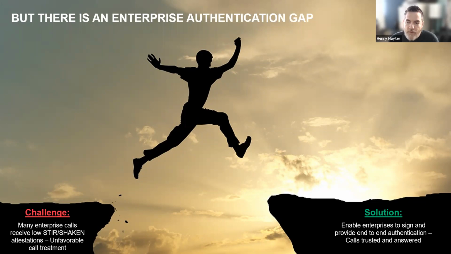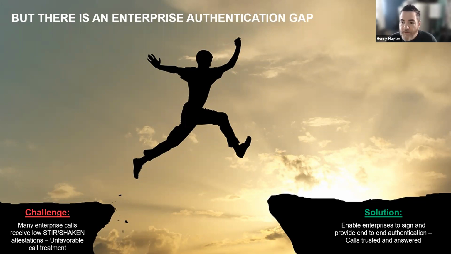If the challenge of the enterprise gap is that you're getting calls out that are labeled as a B, and the analytics providers start looking at that B-level attestation as maybe a negative mark on the reputation score, then you start to see more tagging. Calls are more likely to be tagged than they would be if they got an A-level attestation. There's a question in the Q&A that we'll address a little later about the long-term view of STIR/SHAKEN and how it interplays with the analytics providers.